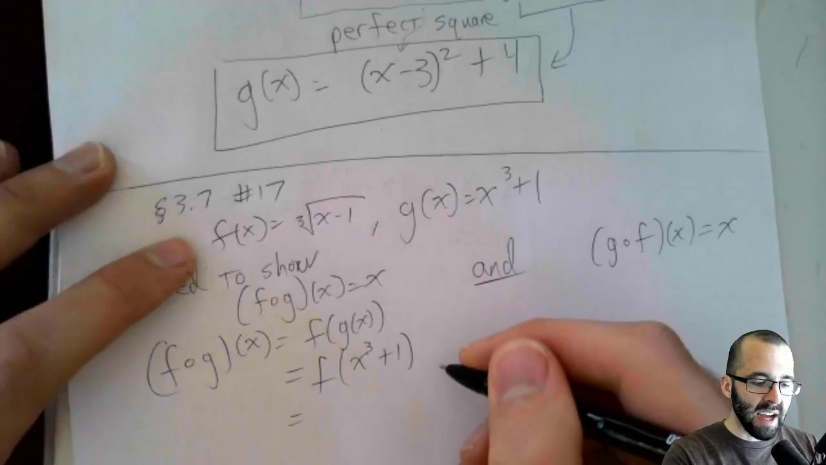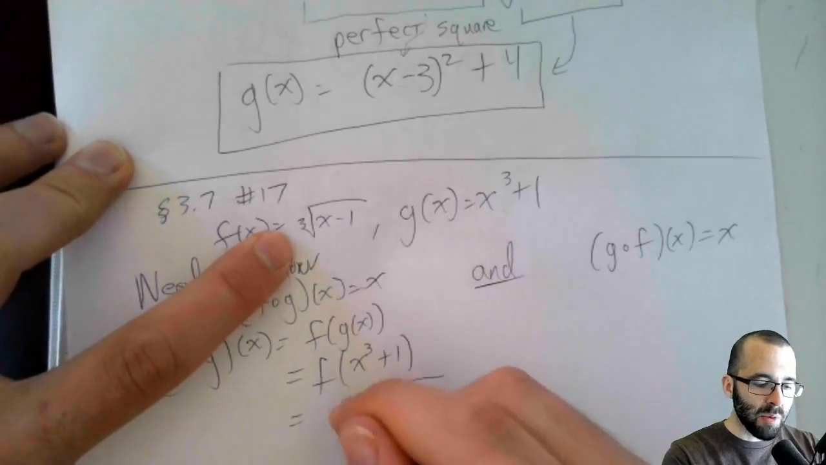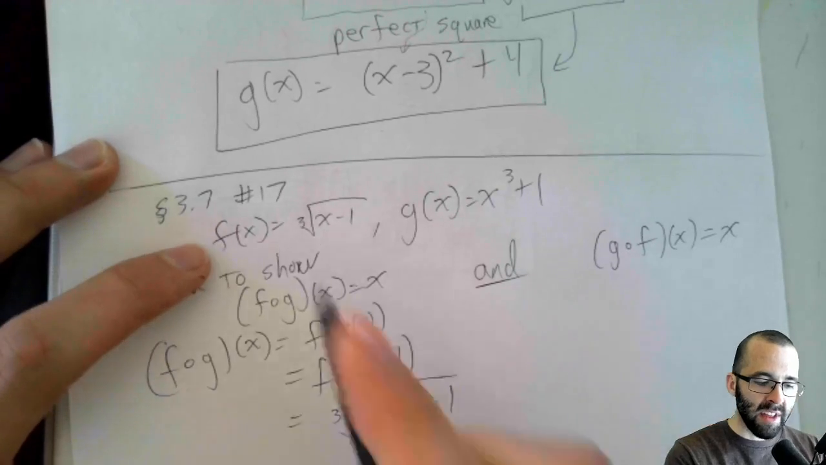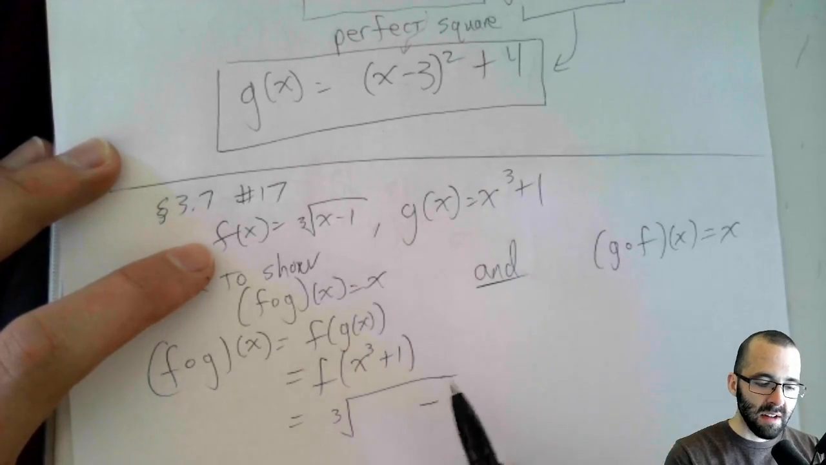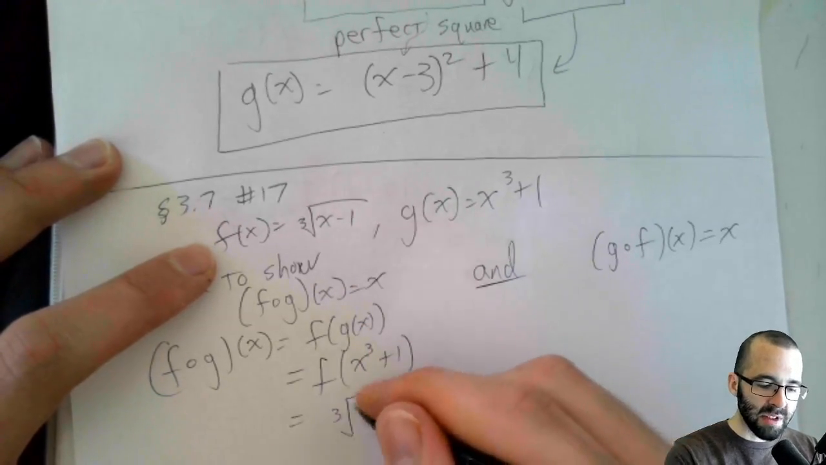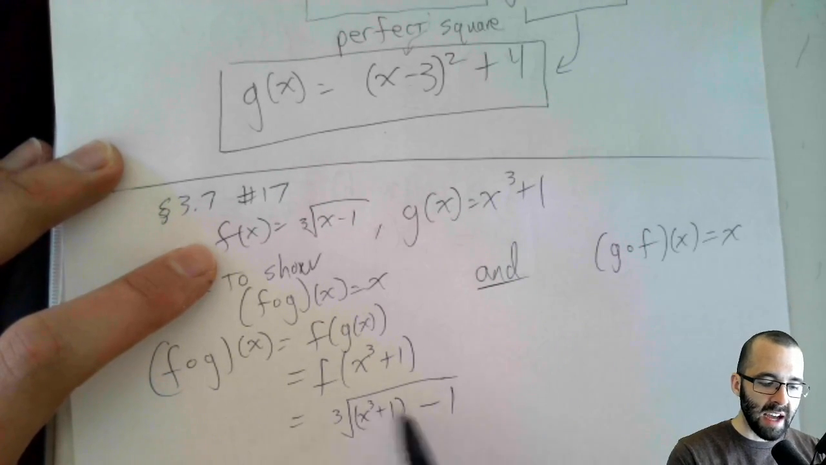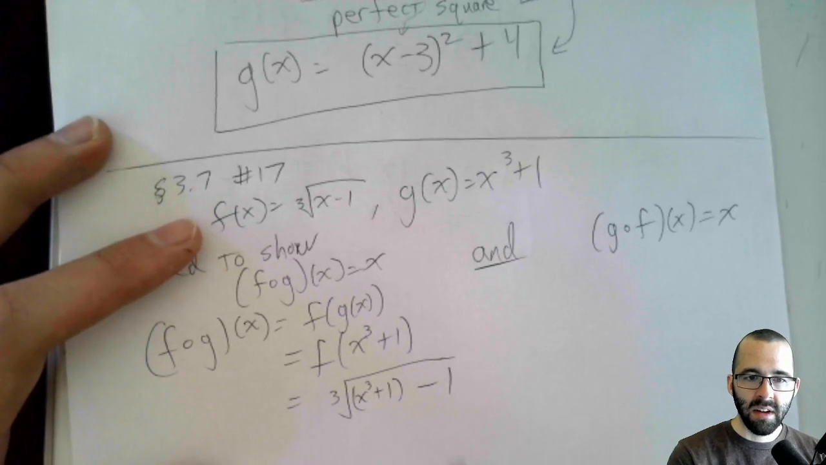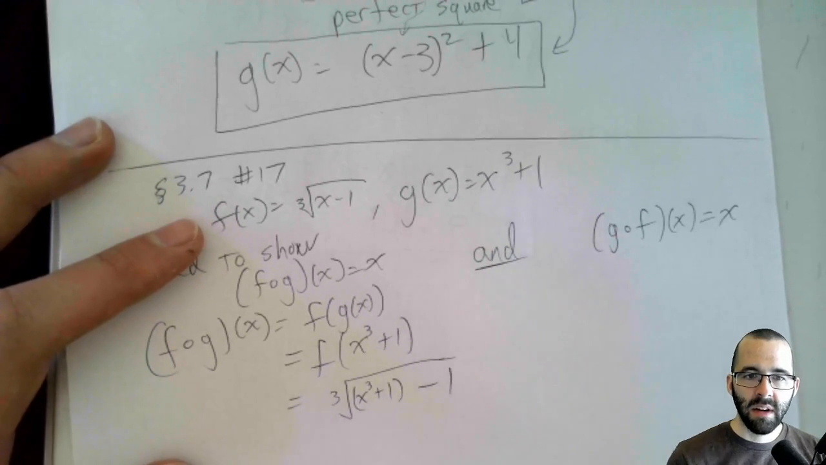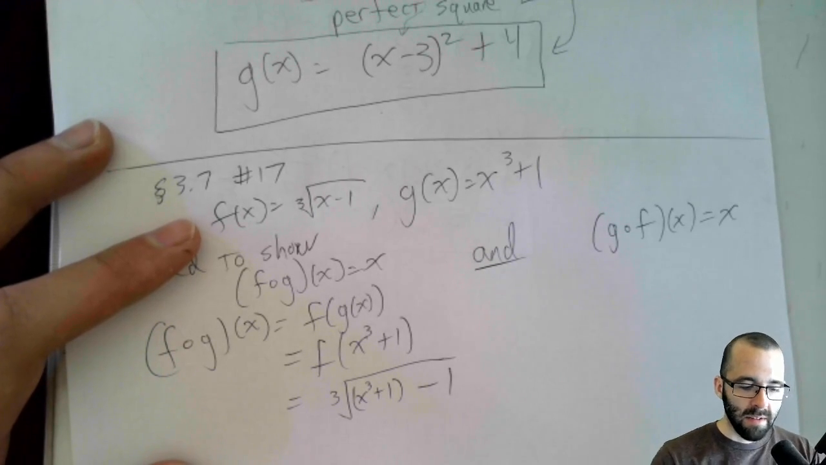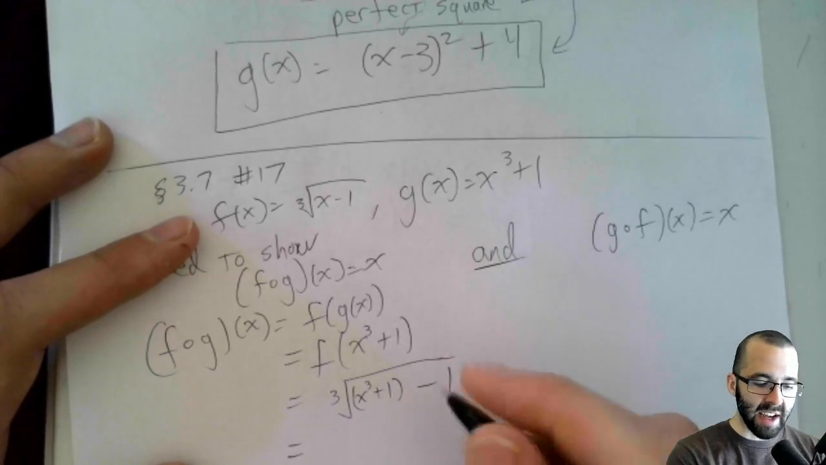So we plug this into F. F is the cubed root of something minus 1. But that's f of x. The something here is x cubed plus 1. So when we plug g into f, the whole inside gets plugged in there. All right, and we just simplify and hope it equals x.